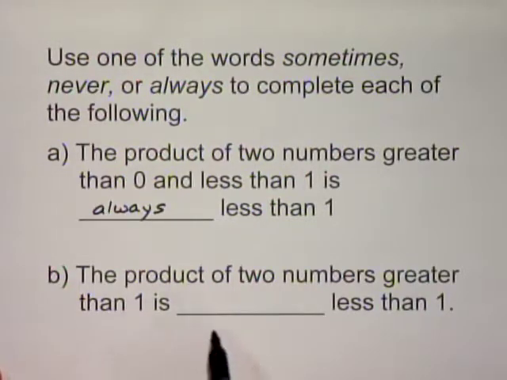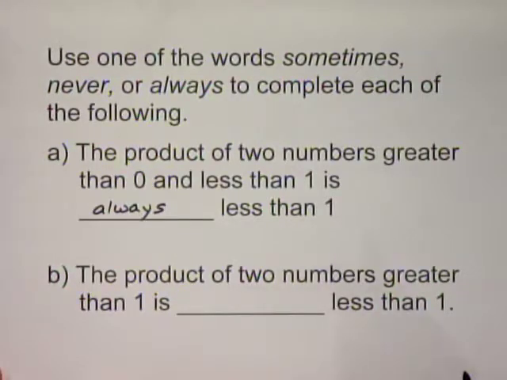Next we have the product of two numbers greater than 1 is sometimes, never, or always less than 1. Okay, this time we have two numbers greater than 1. We're multiplying two numbers greater than 1. There isn't any way that that product can be less than 1. For instance, if I have 2 and I multiply it by 7, I get 14.